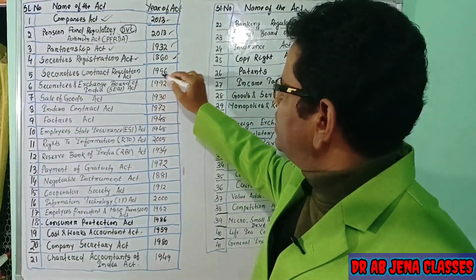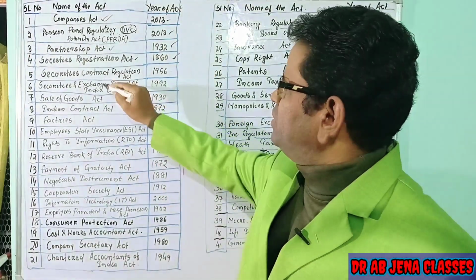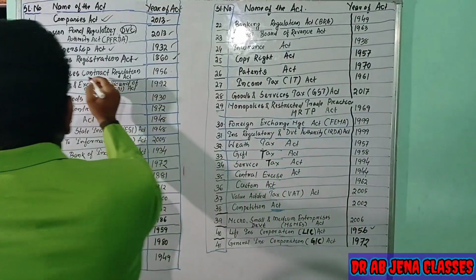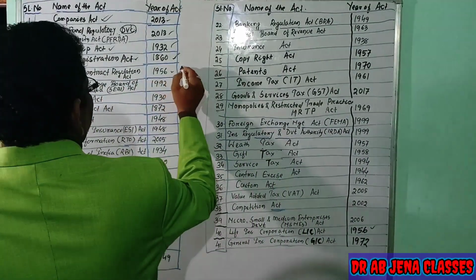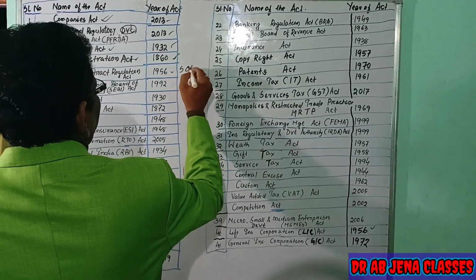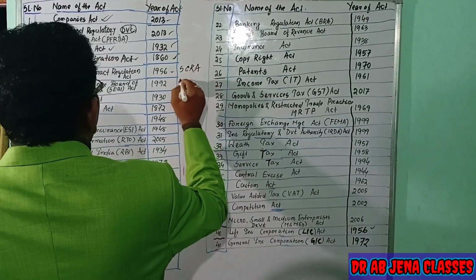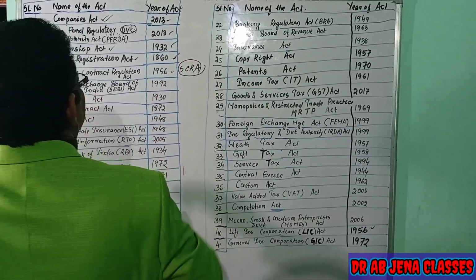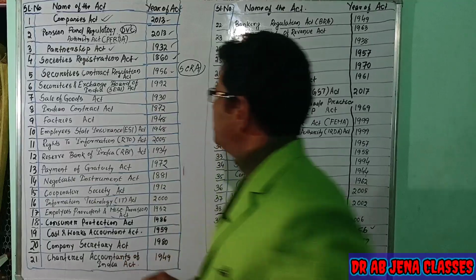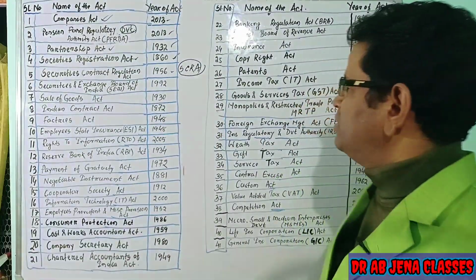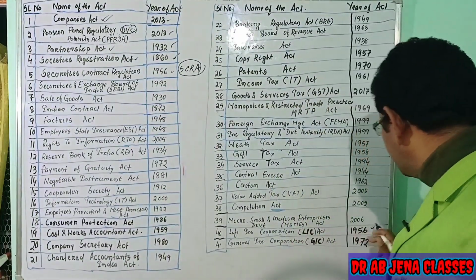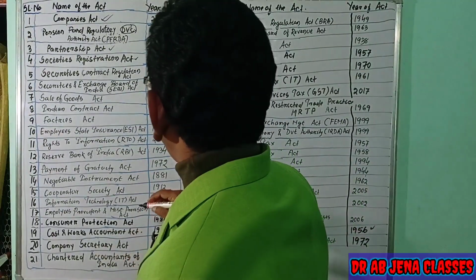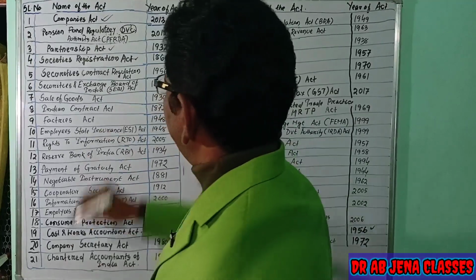Then the Securities Contract Regulation Act, or you can say the SCRA Act, is 1956. So easily you can also remember that the old Companies Act is 1956, as well as the LIC Act is 1956. Easily you can remember. Come to the next one, SEBI.